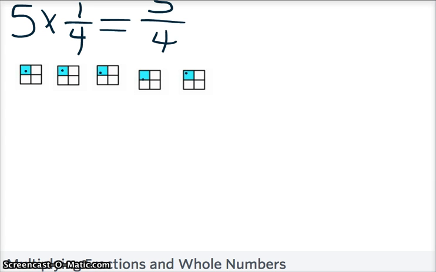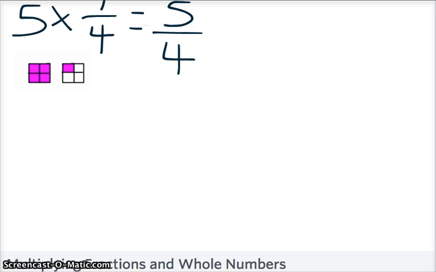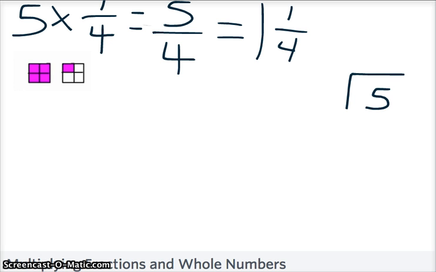But wait, that's not in simplest form. It's an improper fraction, so we need to turn it into a mixed number. You could group your fourths, and you see you've got 1 whole and then 1 left over. So 1 and 1/4. You could also take your numerator and divide it by your denominator. 4 can go into 5 one time. Subtract and I get 1. So again, it is 1 and 1/4.